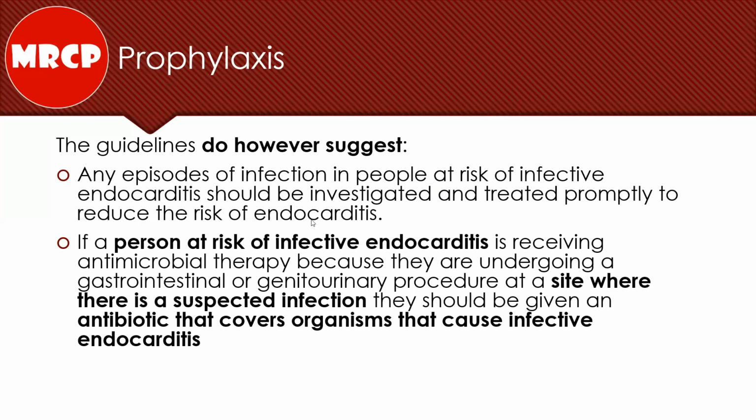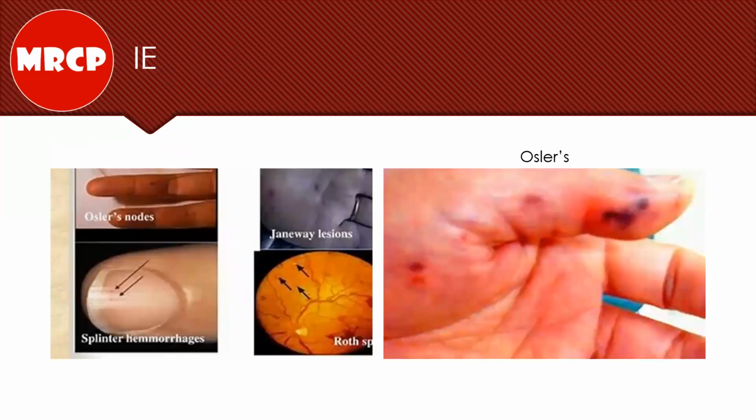Okay. Right. Let's move to this here. Can you see? These are the Osler nodes, as I've told you, painful nodes in the palm, fingers, and toes. Okay, these are the Janeway lesions, the painless macules in the palms and soles. These are splinter hemorrhages, and these are the Roth spots, boat-shaped hemorrhages in the retina. And these again are Osler nodes, painful nodes at the palm, fingers, and toes.